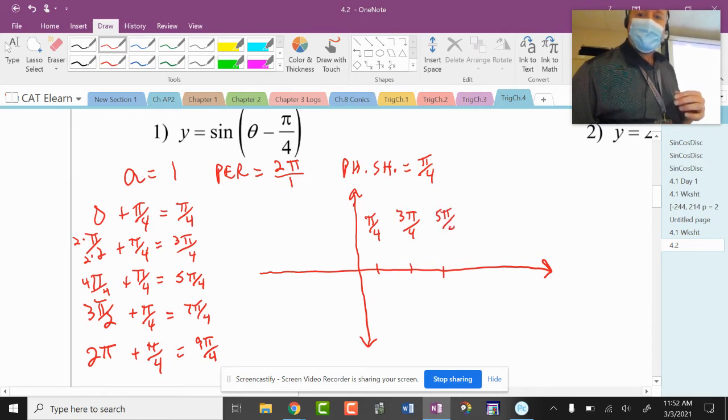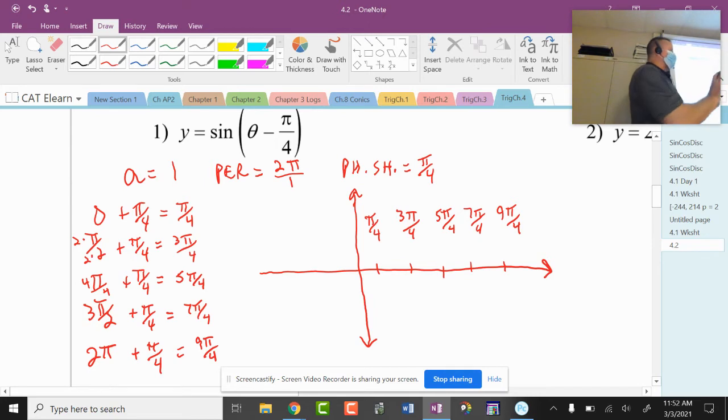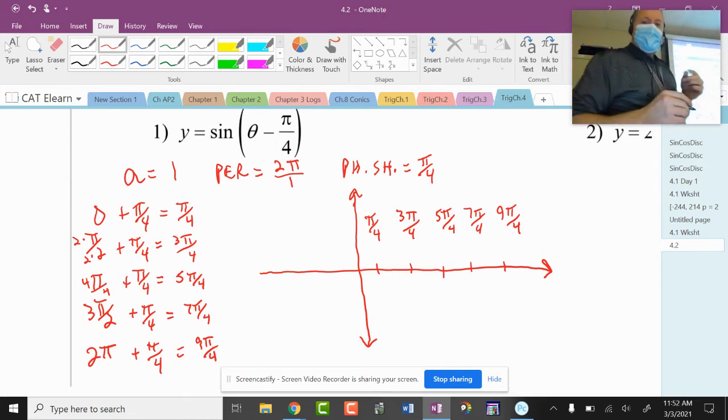5 pi over 4. 7 pi over 4. And 9 pi over 4. And I would appreciate that you have it at least like the distances look. I'm not going to get a ruler out. I'm not that much of a jerk. But then I am going to ask you this.